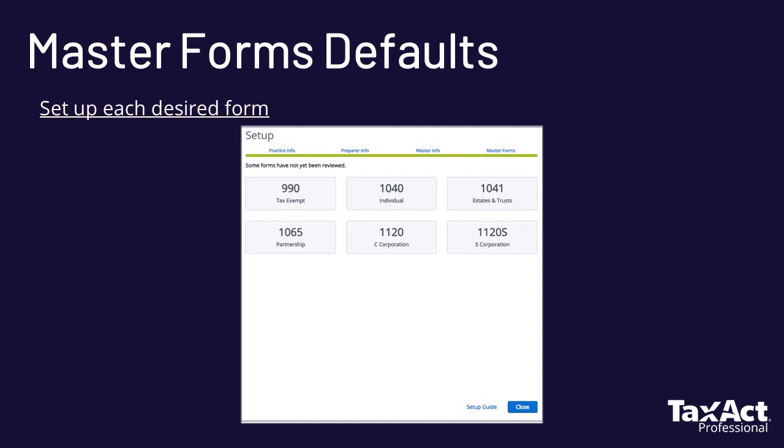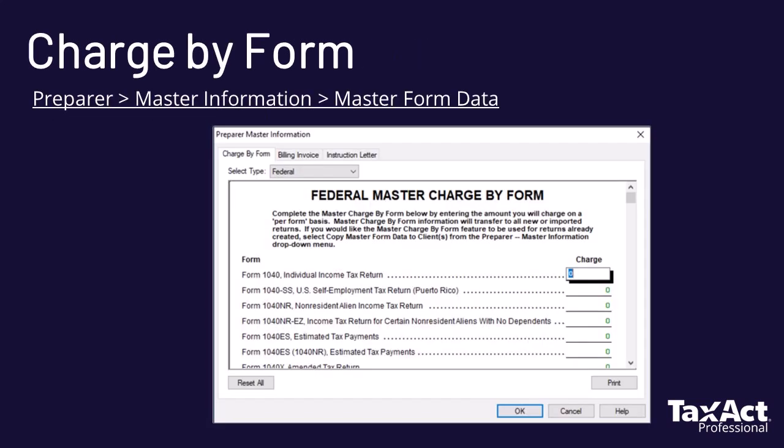You can return to this section anytime, but keep in mind that setting master forms defaults from the beginning will save you time later. The Charge by Form feature allows you to set default billing rates by form, in this case, the Federal Master Charge by Form. To set this up, click the Charge By program tile and fill out the requested information, or go to Prepare, Master Information, and Master Form Data. Click OK to save your choices.